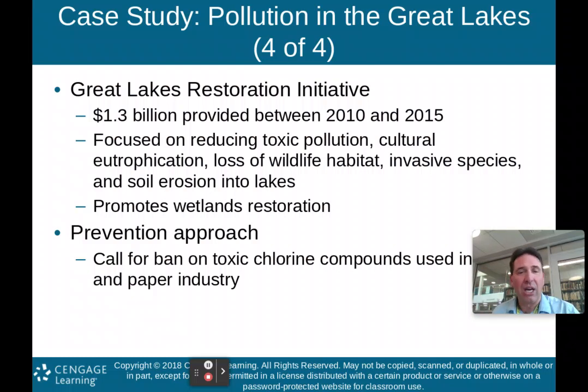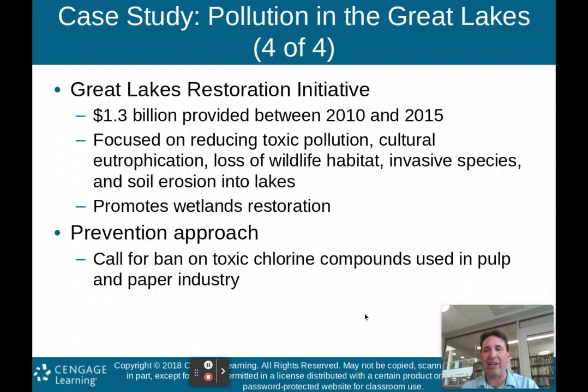So that helps. And again, the preventive approach, all right? Call for a ban on toxic chlorine compounds used in the pulp and paper industry and anything else. The idea is it's a lot cheaper to deal with pollution before it happens than after it happens. After it happens, it is much more expensive.